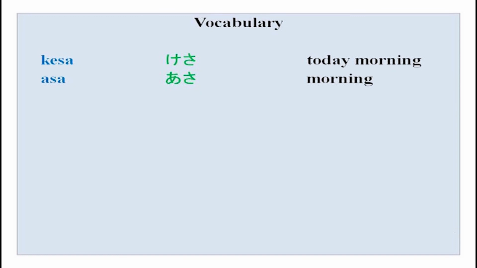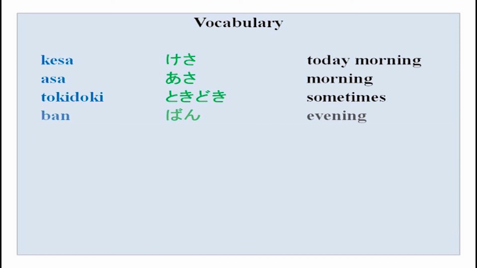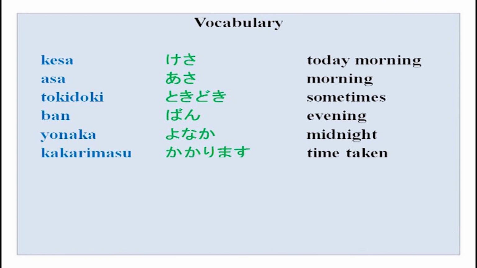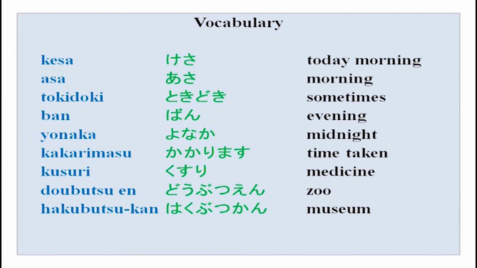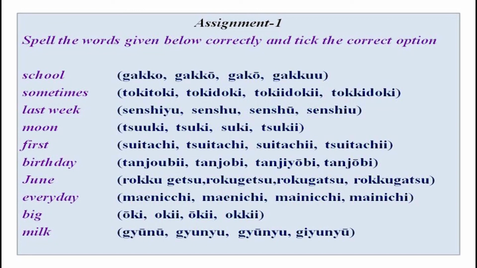Then this is vocabulary. Kesa, asa, tokidoki, ban, yonaka, kakarimasu, kusuri, doubutsuen, hakubutsukan, kabuki.